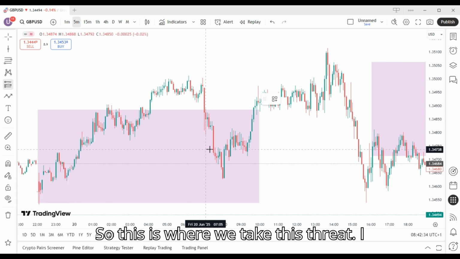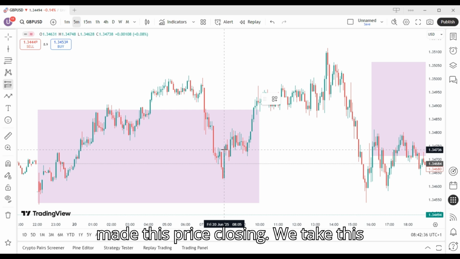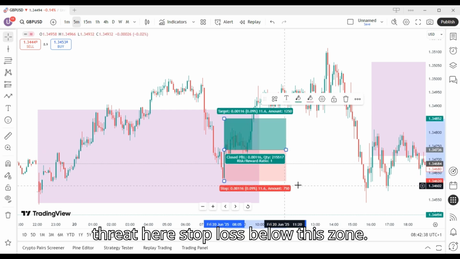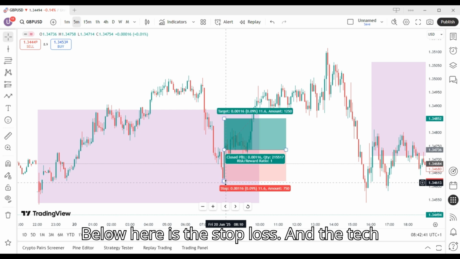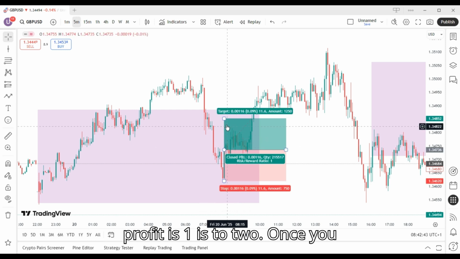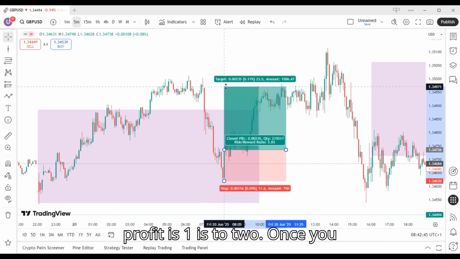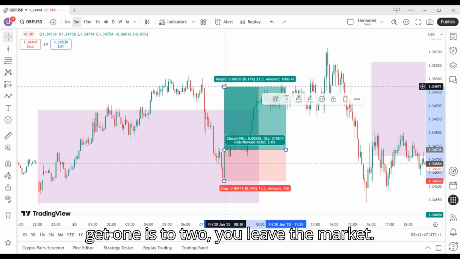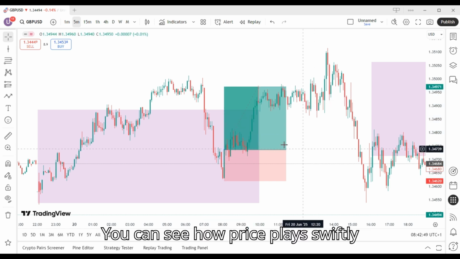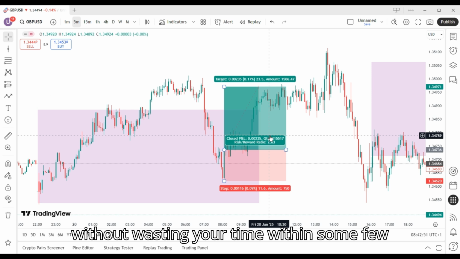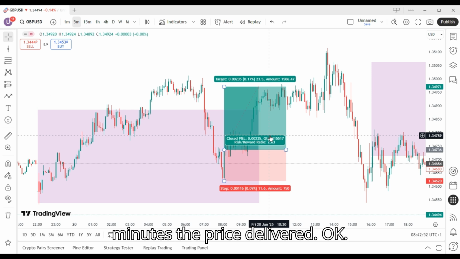So this is where we take this trade. Immediately this candle is closing, we take this trade here. Stop loss is below this zone, below here is the stop loss, and the take profit is 1:2. Once you get 1:2, you leave the market. You can see how price plays swiftly without wasting your time. Within a few minutes, the price delivered.